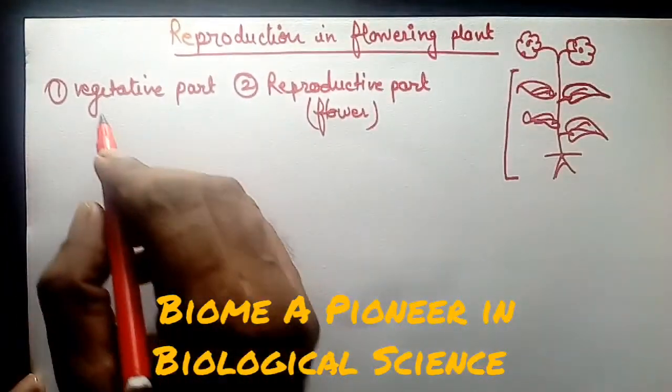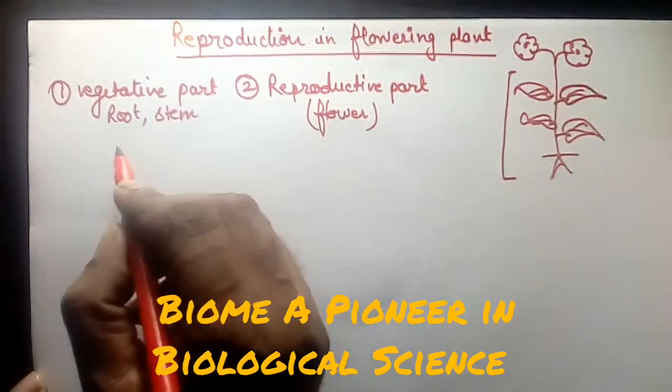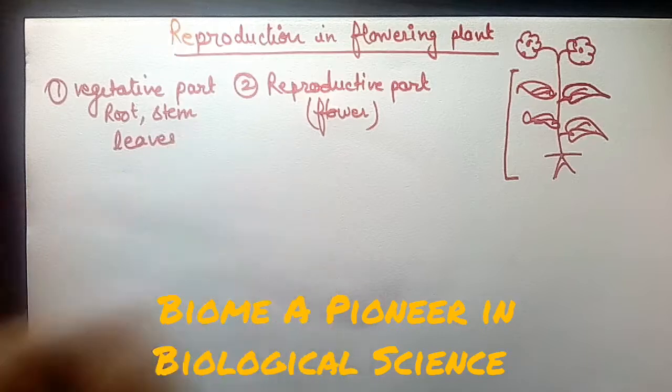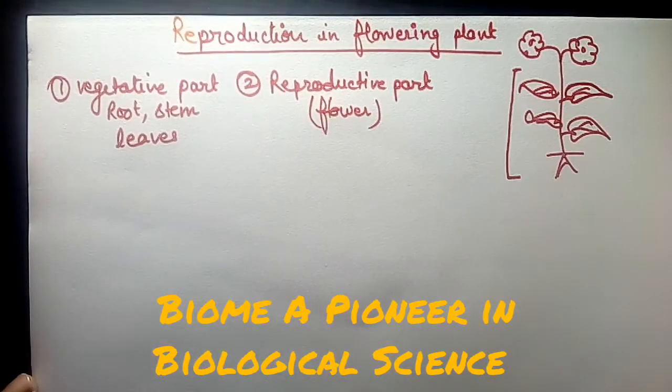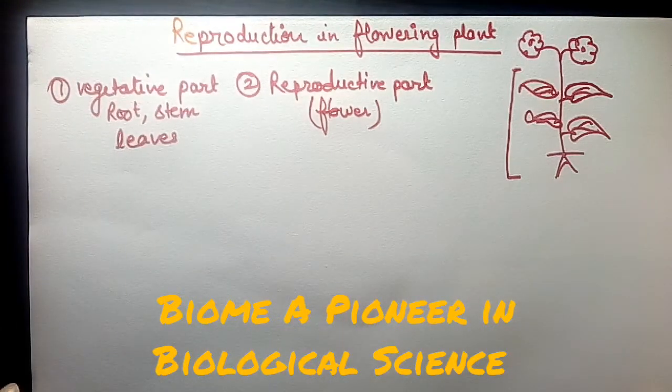and the vegetative part is root, stem, leaves. These are the parts which are called vegetative parts. This is the part which is called flower. It means the flower is the main reproductive part of the plant, which helps in the reproduction process.